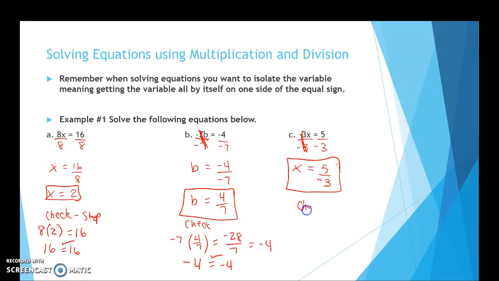If they wanted us to check this, I would plug this 5 over negative 3 back into the original. So I would do negative 3 here times 5 over negative 3 to get here negative 15 over negative 3, which simplifies to 5, which equals 5. So 5 equals 5. That checks itself out. So that's how I go about solving, working with multiplication. So now let's get into working with some division.